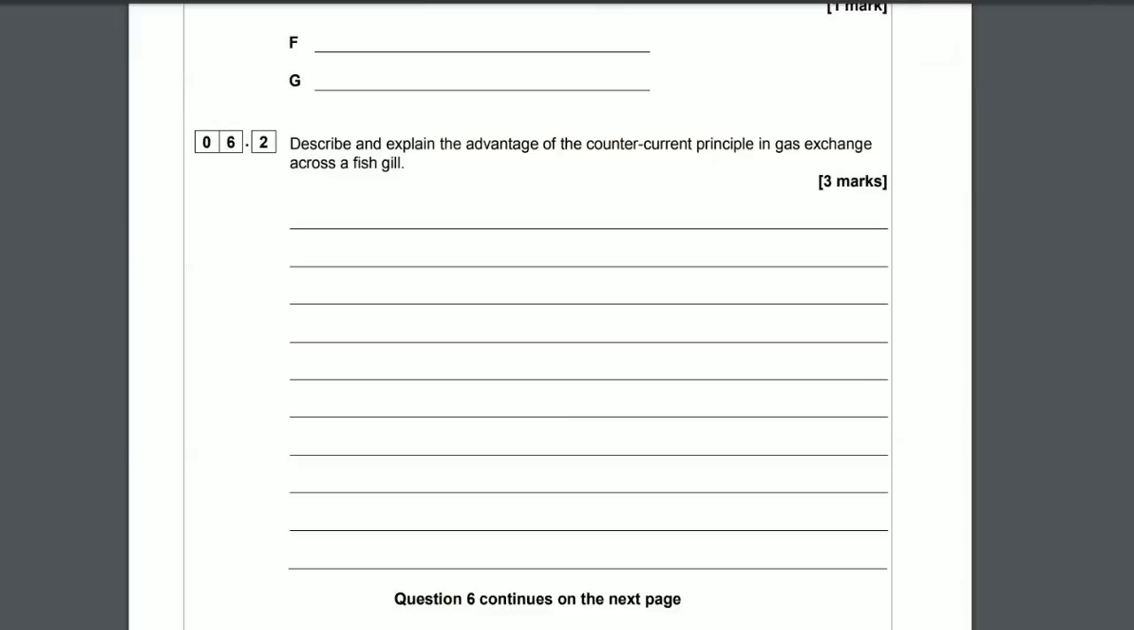Right, 6.2. Describe and explain the advantage of the countercurrent principle in gas exchange across a fish gill. So I've got a little video here you can click on if you want to know, but I'm going to go through the answer now.